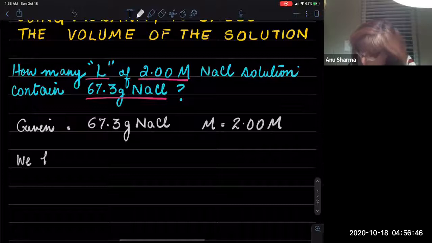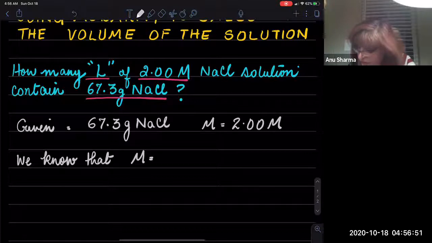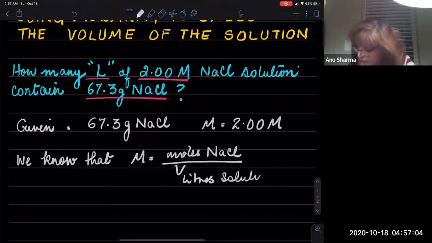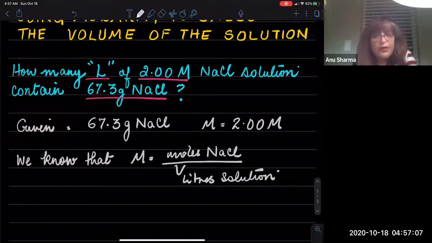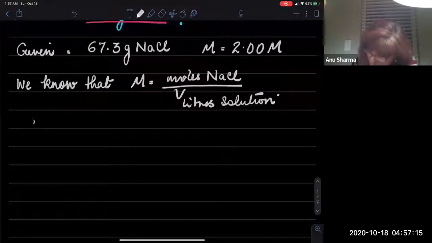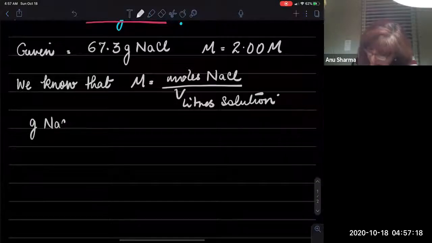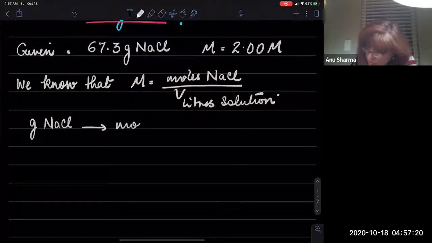Now, there are certain things that you are always going to know, and that is the formula. So we know that molarity is equal to the moles of the solute, in this case NaCl, over the volume in liters of the solution. The only problem is you are given the grams of NaCl, so you need to convert that to moles always. Take the grams of NaCl and convert them to moles of NaCl using the molar mass.